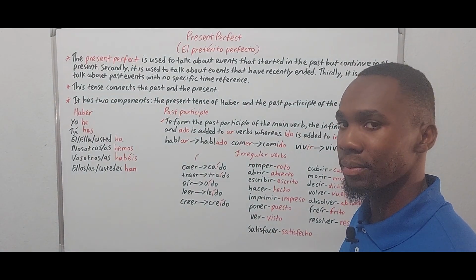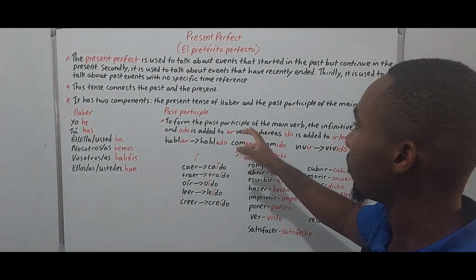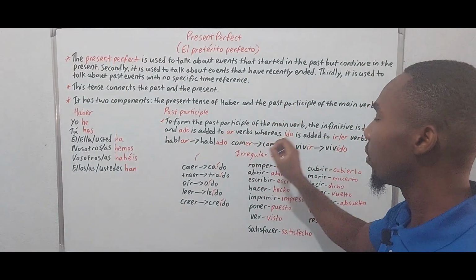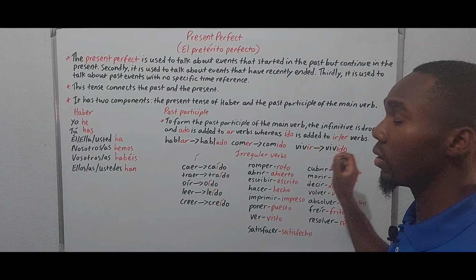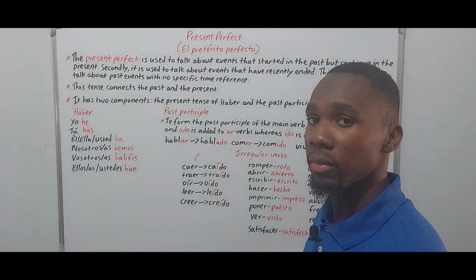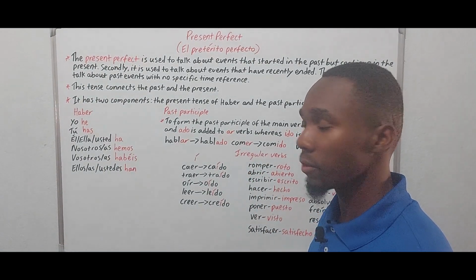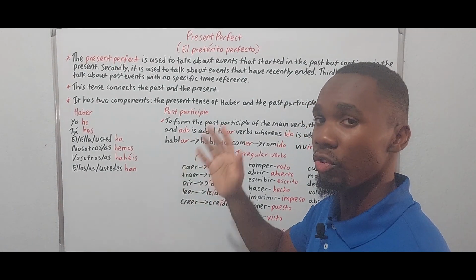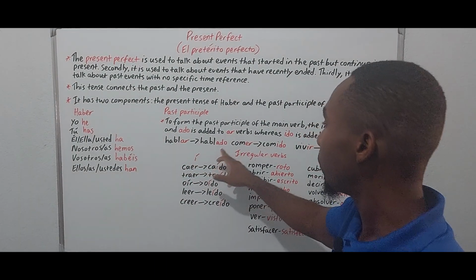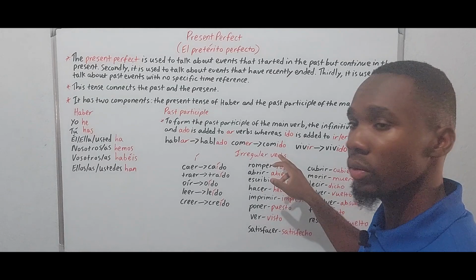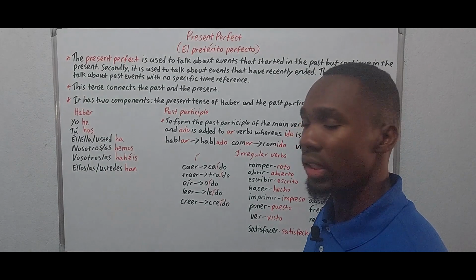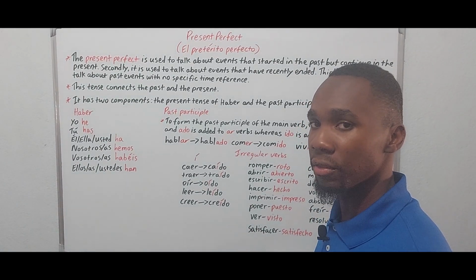How do we form the past participle? So to form the past participle of the main verb, the infinitive ending is dropped and ado is added to AR verbs, whereas ido is added to IR or ER verbs, right? So that is how we form the past participle of regular verbs. So if it's AR, we drop the AR and we add ado. Hablar becomes hablado. Comer becomes comido. And vivir becomes vivido. So these are examples of regular verbs.